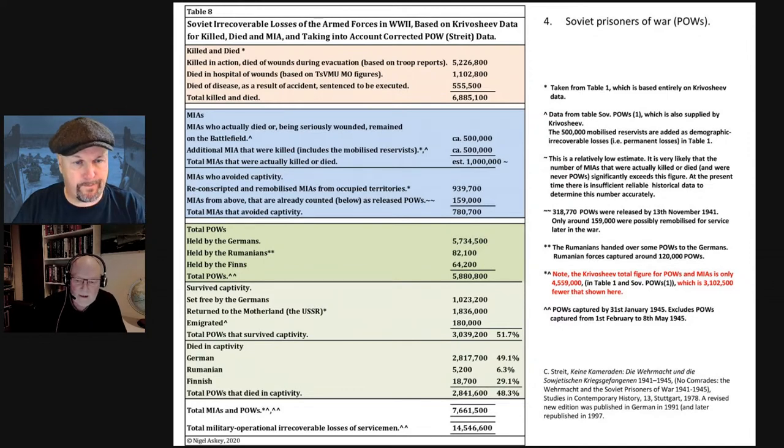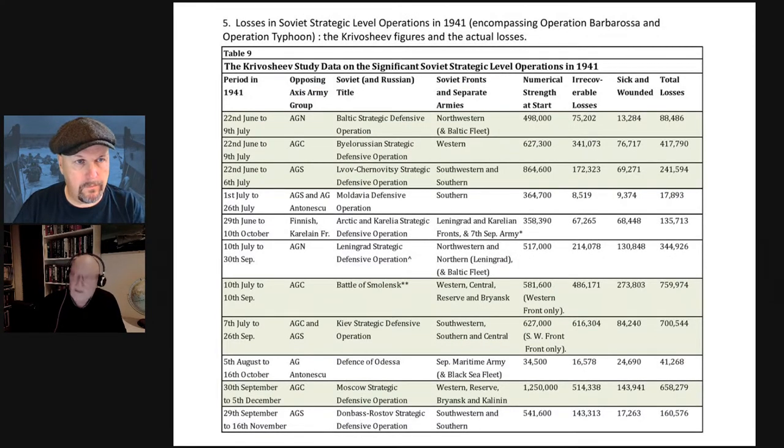Okay, thank you. Right. So I just want to talk now about the second item today, and that's strategic operations during 1941. The Krivosheev study is a massive book, and one of the biggest features of it is that it details losses for each of the major operations. And this is the bit of data that most historians who write books on the Eastern Front use.